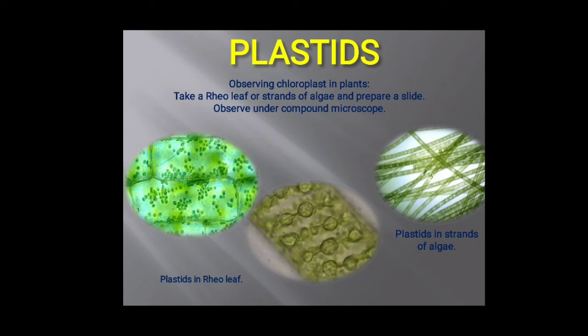When you observe under a compound microscope, you can see green color granule-like structures. Those are called the chloroplast. So why are they green in color? They are green in color due to a pigment called chlorophyll. Now we need to draw how you can observe this chloroplast inside the cell.